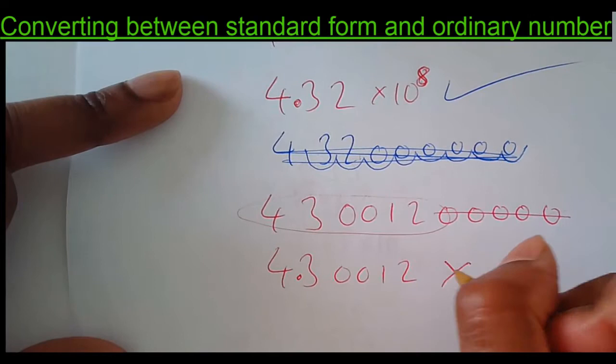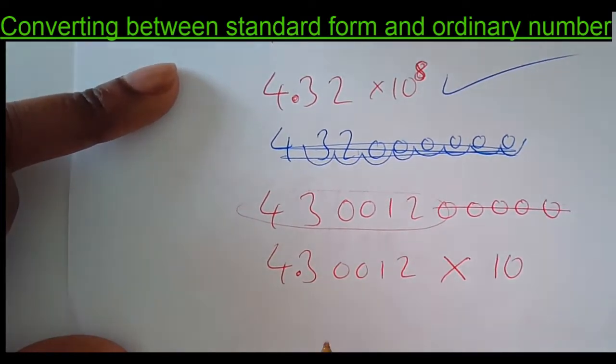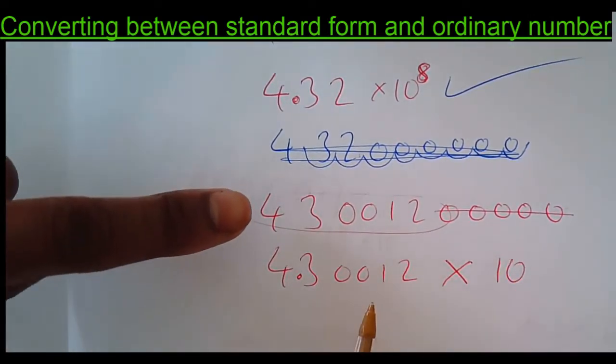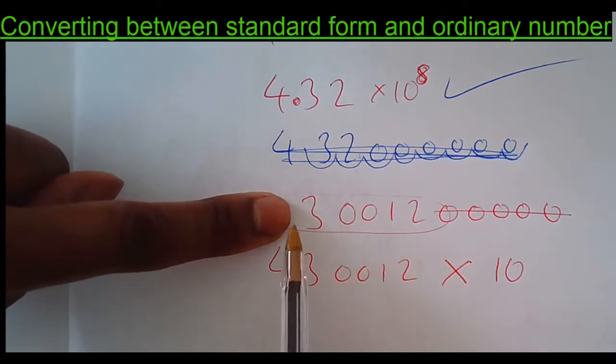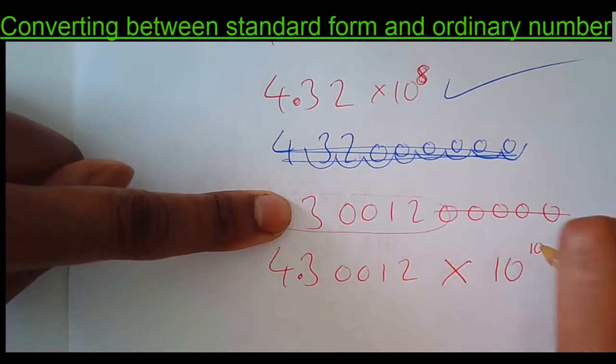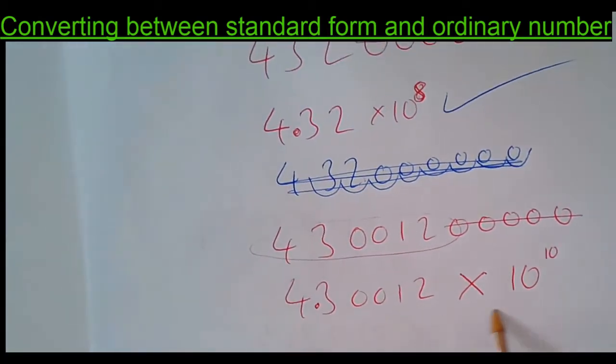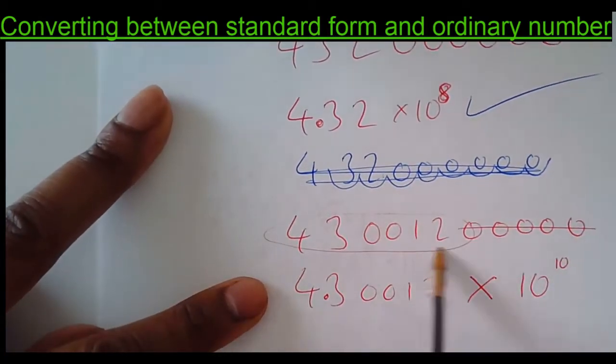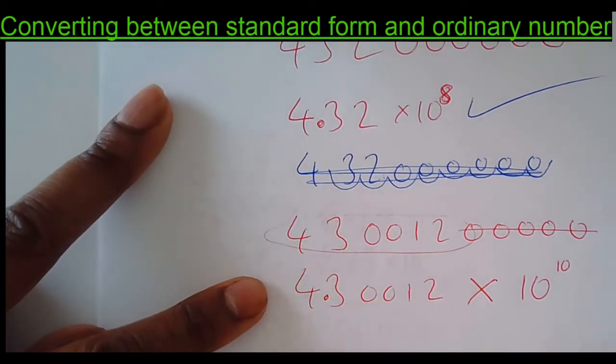You need to have the times symbol, base 10. Right. Ignore the first digit and then count. 1, 2, 3, 4, 5, 6, 7, 8, 9, 10. There you go. That big number there is represented by this standard form.